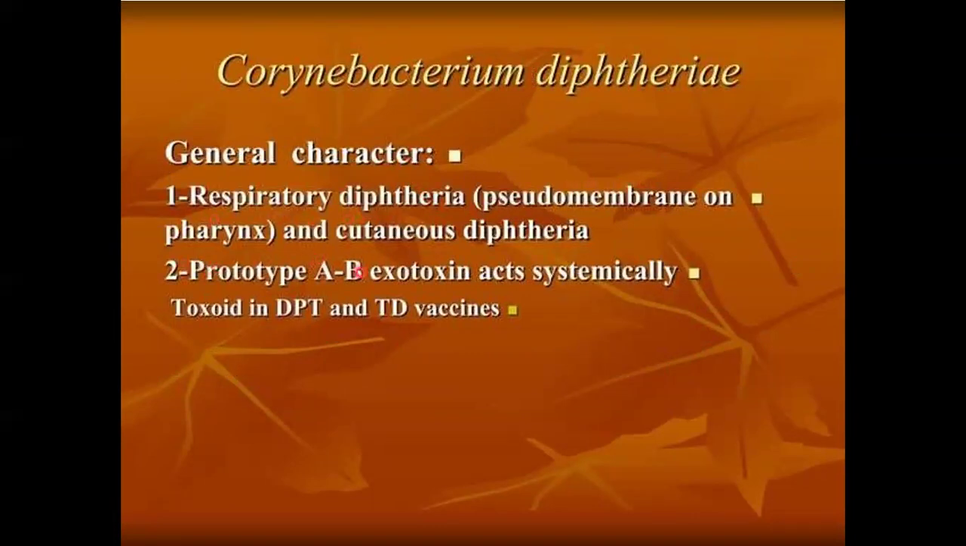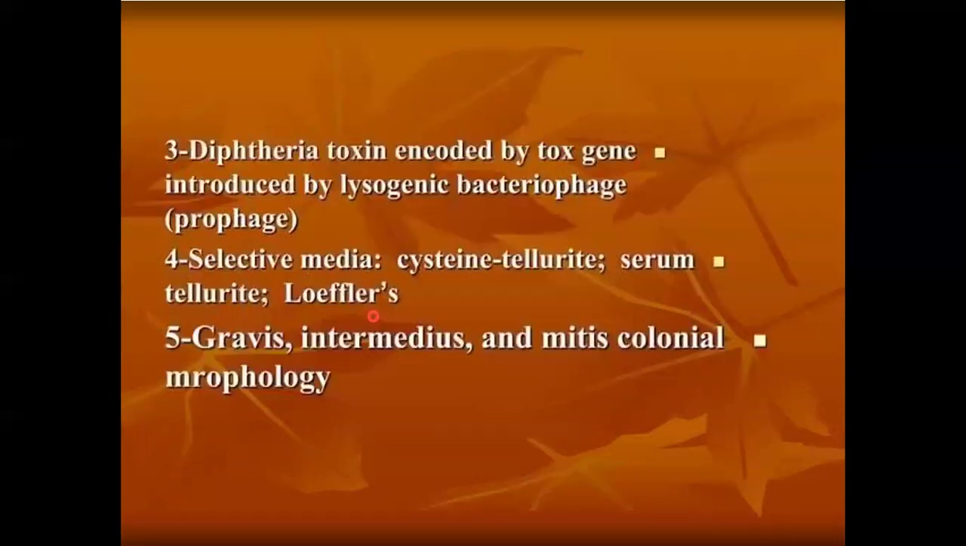And then prototype A-B exotoxins, they act systemically. And then toxoid in DPT, so diphtheria, pertussis, tetanus toxoid. These are the vaccines, remember. So the diphtheria toxin is encoded by the tox gene introduced by lysogenic bacteriophage. Remember when we did virology, we said the bacteriophage is a virus that infects the bacteria, giving it certain genes that will encode for its virulence. So for example, in this case, it's the diphtheria toxin.